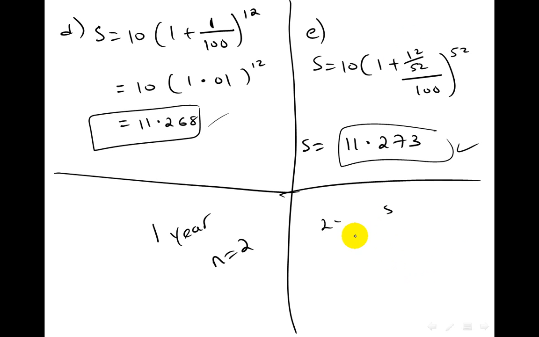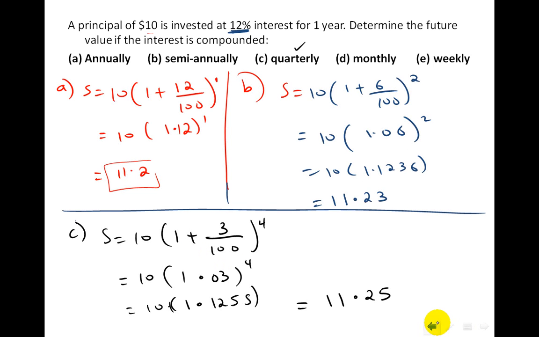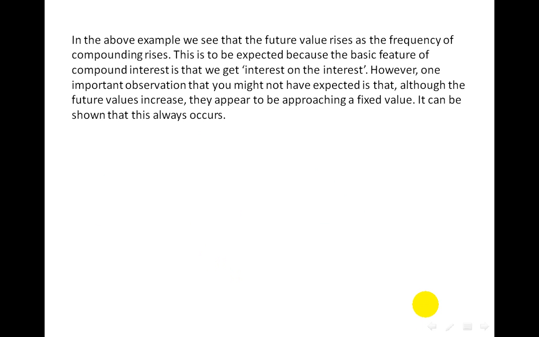So that's the idea. Now we'll have a note of what we noticed from this example. Okay, here we have a note. The note is saying that in the above example, you see that the future value rises as the compounding frequency rises. So whenever the frequency of the compounding rises, the value is also rising. This is to be expected because the basic feature of compound interest is that we get interest on the interest.